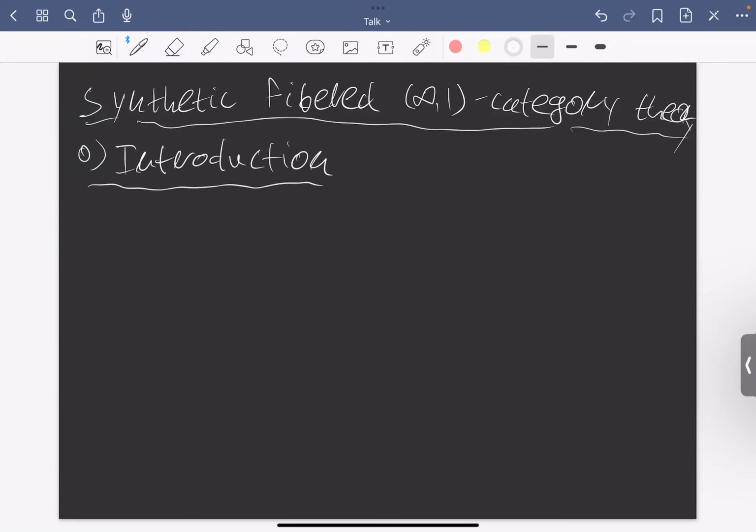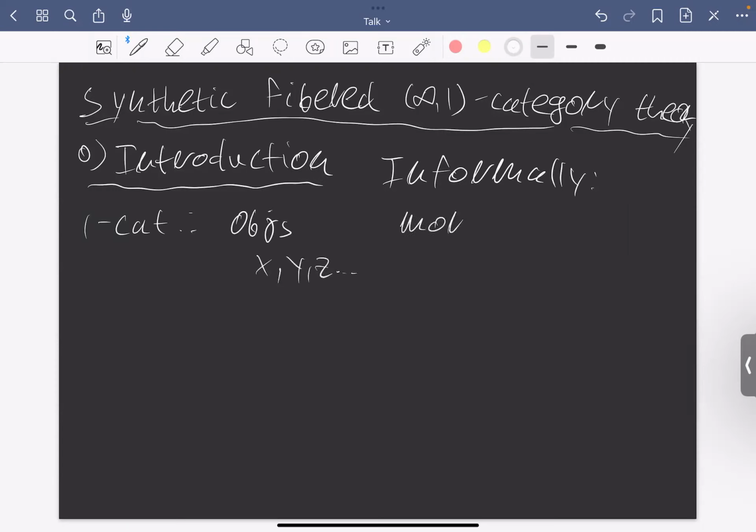Just informally, what's an infinity one category, or what's the idea behind those things? So to remind ourselves, a one category consists of objects X, Y, Z, and morphisms, which are like arrows between those objects that we can compose. Depicted like that, should be familiar enough.